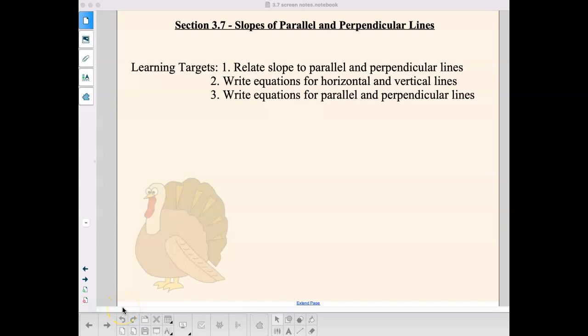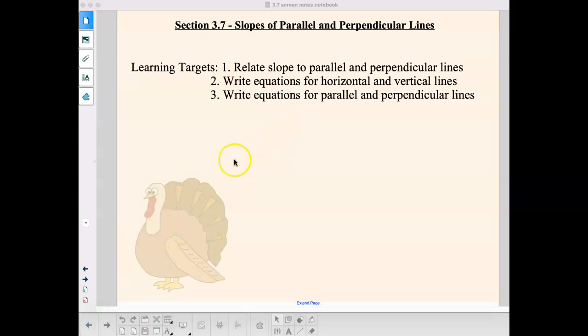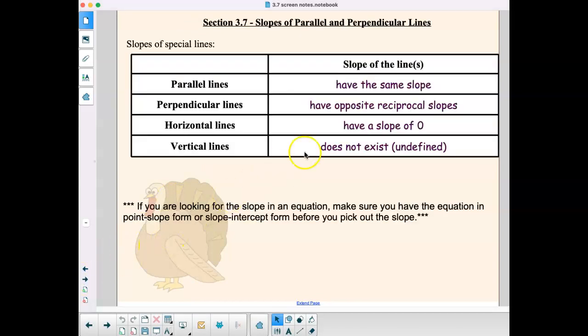All right, this lesson is on the slopes of parallel and perpendicular lines, and we're also going to talk about horizontal and vertical lines. So when it comes to parallel lines, they have to have the exact same slope, because they go up or down at exactly the same rate. You can see that they have to have the exact same slope.